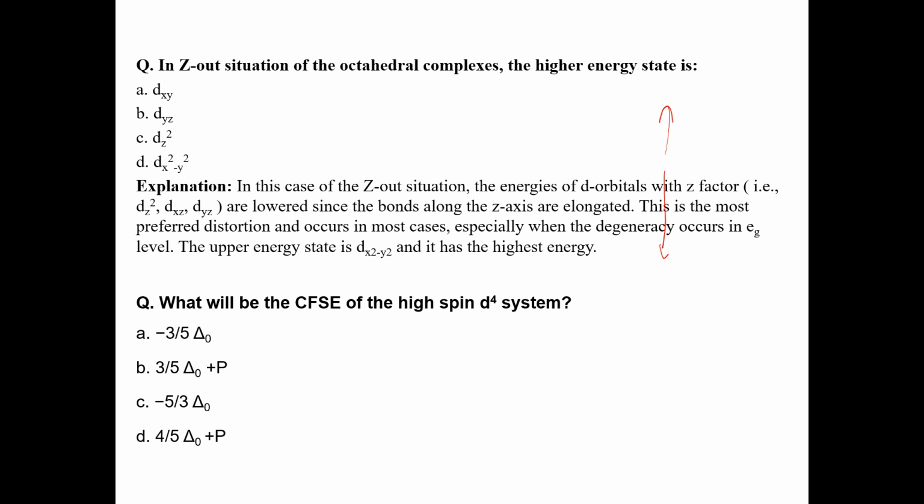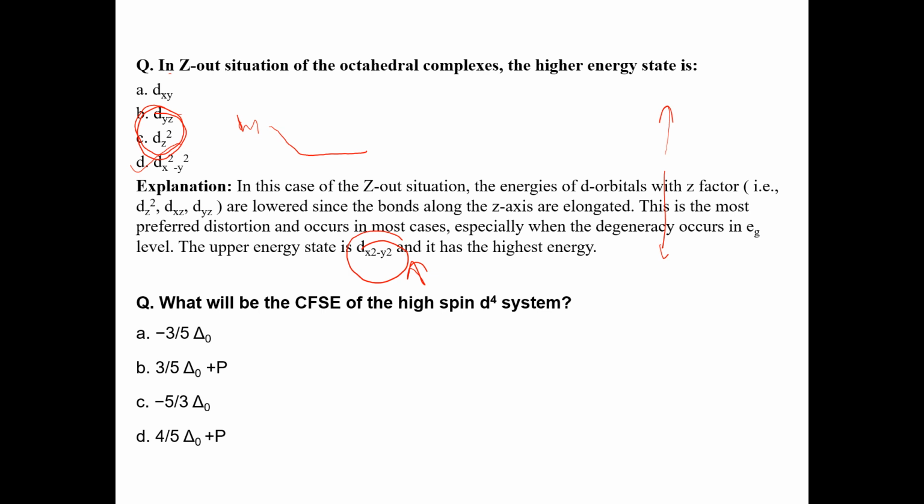You should have knowledge about static and dynamic Jahn-Teller distortion also. So in this case, the highest energy state will be dx square minus y square because these terms will be stabilized.